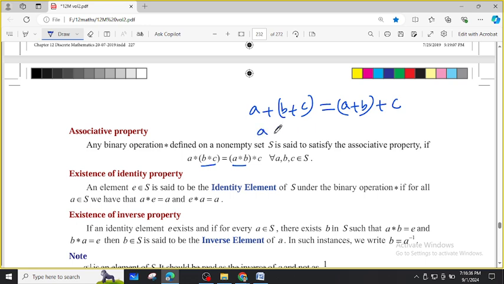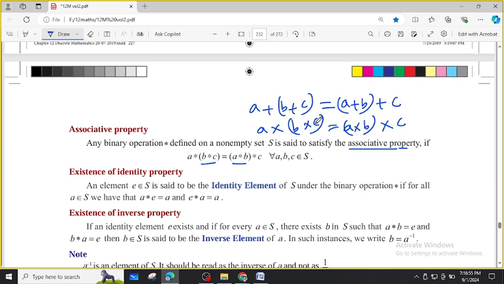Like that, multiplication. First you can multiply b into c, then finally multiply with a, or first multiply a into b, finally with c. Both will give the same answer. So here addition and multiplication satisfy the associative property, whereas division and subtraction do not satisfy the associative property.